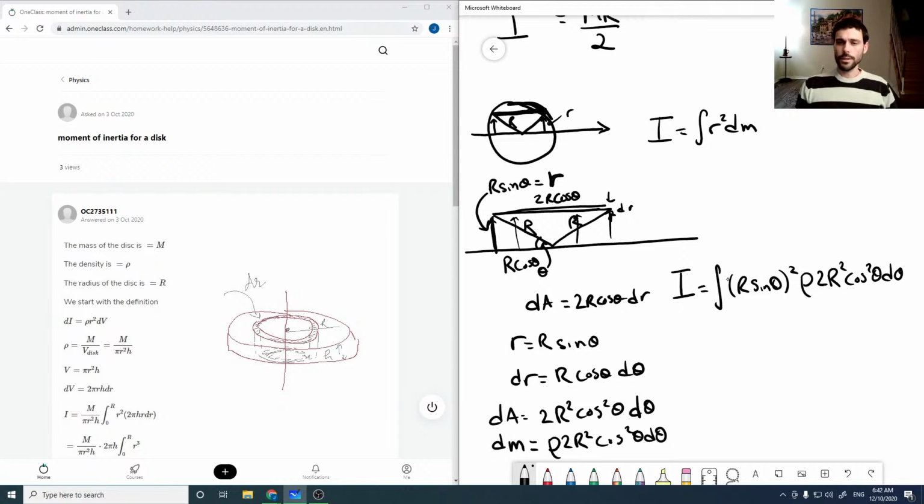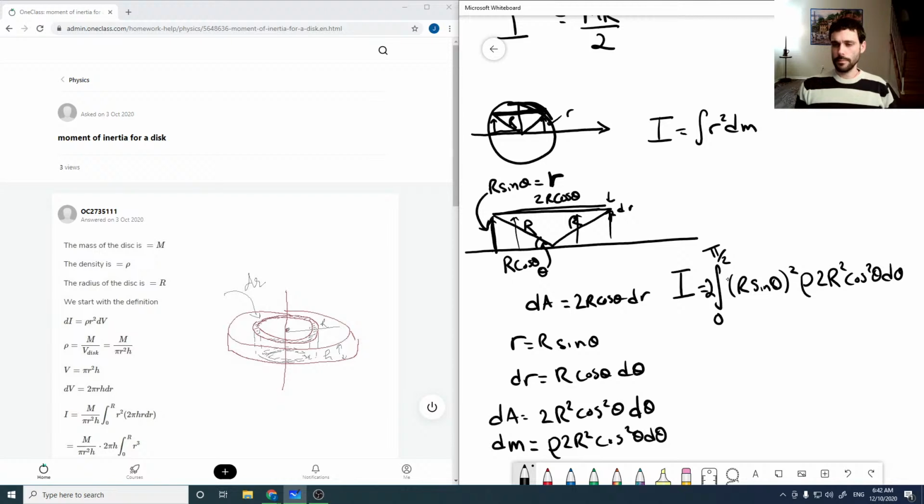And now our integration limits. The way I defined everything is we only need to move from 0 to pi over 2, because that'll cover the whole half circle, but then that's only half of the object, so we need to double it. So it would be double 0 to pi over 2.